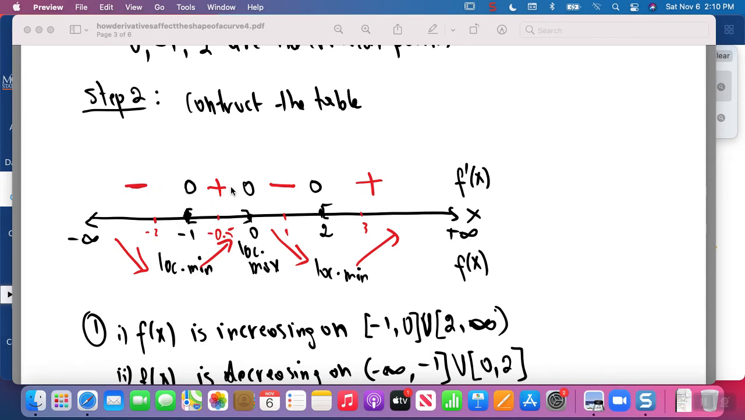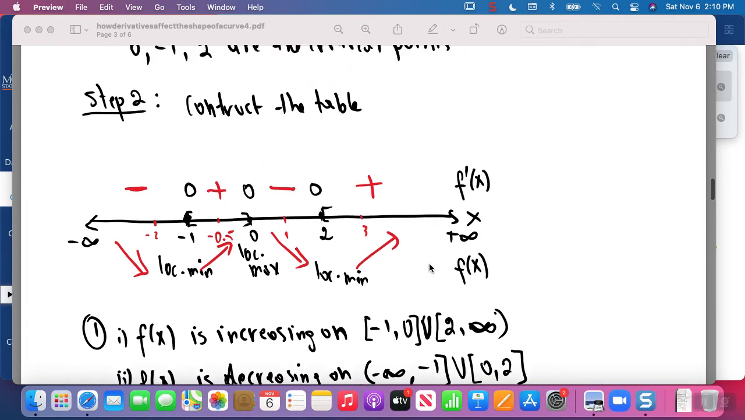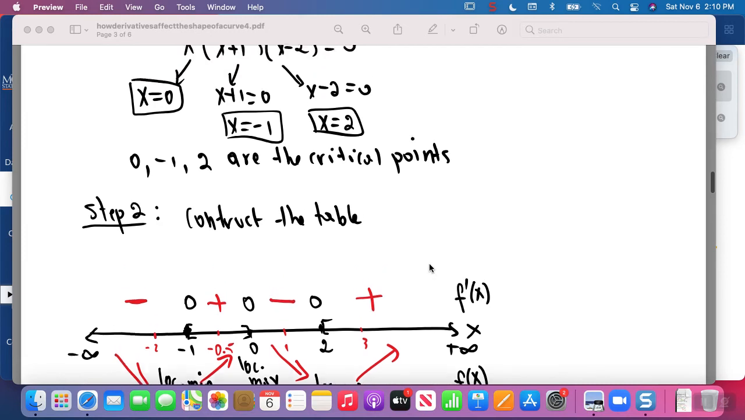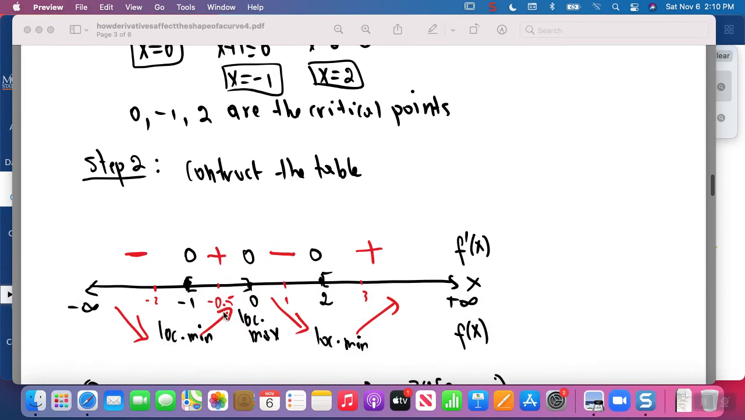On the top row, we put f prime of x. At the bottom row, we put the function f of x. So now we go back to the first derivative. Okay, so what happened is the zeros, so the critical points, we have 3 of them.